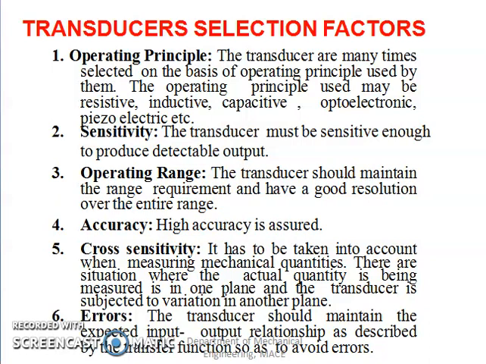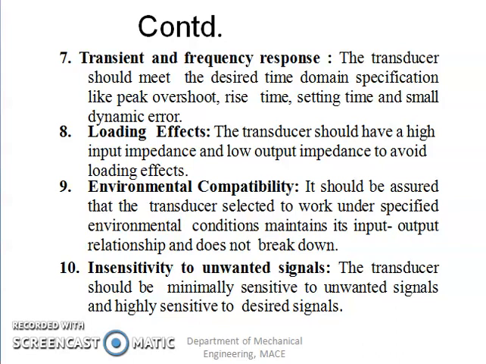Another factor that has to be taken into account while selection is the cross sensitivity. And the sixth factor is errors. Usually we select transducers that have minimum error. Another factor is transient and frequency response. Normally we select a transducer that meets the desired time domain specifications like peak overshoot, rise time, settling time and small dynamic error. Another factor is loading effects.